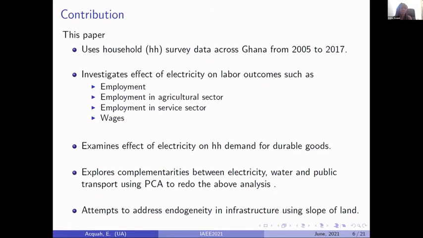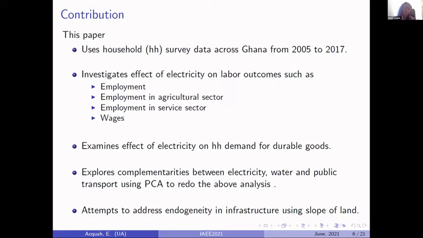So what do I do in this paper? I will be using a household survey from 2005 to 2017 to investigate the effects of electricity on labor outcomes such as general employment, and then sectoral shifts in the agriculture and service sectors. I leave industry out because the three combined will give us 100%, so we can make references to that group. And then I will look at how wages have equally been affected.